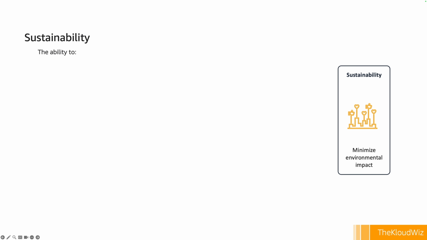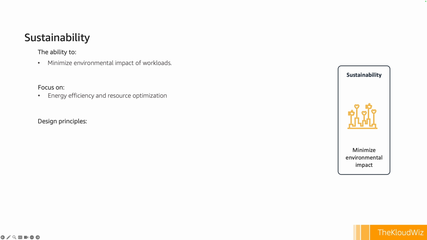The final one is sustainability. So the sustainability pillar is more focused on minimizing environmental impact of your workloads. So you're going to focus on energy efficiency and resource optimization. The design principles we are going to consider here is maximizing the utilization of provisioned resources.